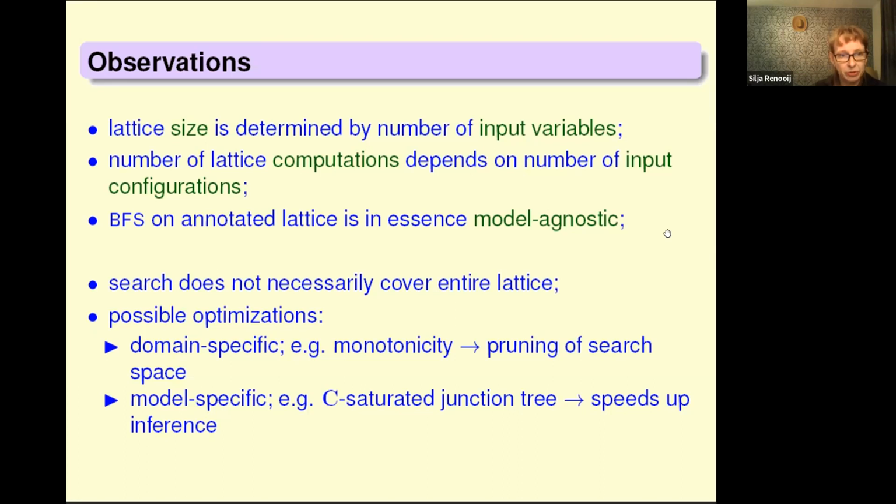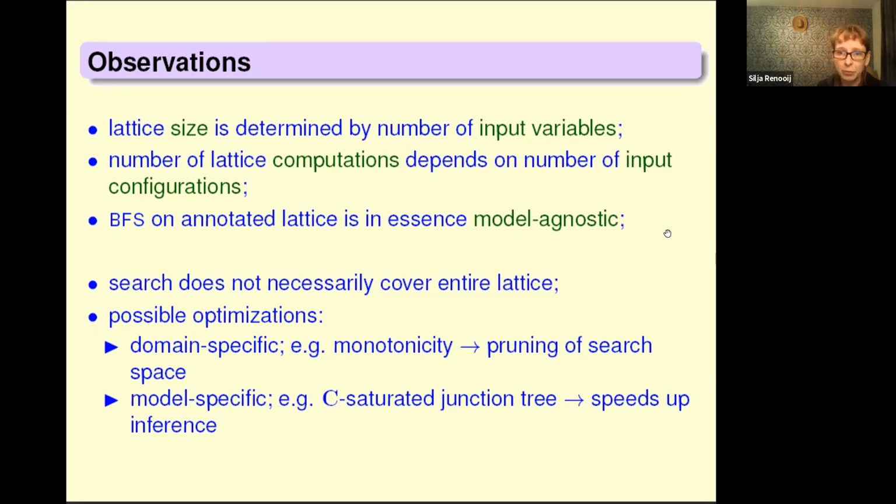But in essence, what we do with the breadth first search through the lattice doesn't depend on the fact that we are using a Bayesian network, and neither do our definitions of sufficient and counterfactual explanation. So what I presented here is, in essence, model agnostic. As long as you have inputs and you know how to determine an output from that, you can use any underlying model there and do the same procedure.